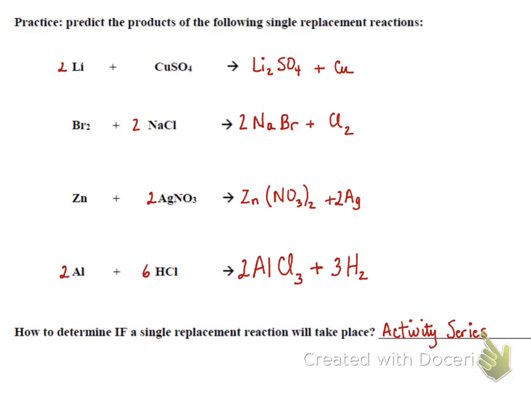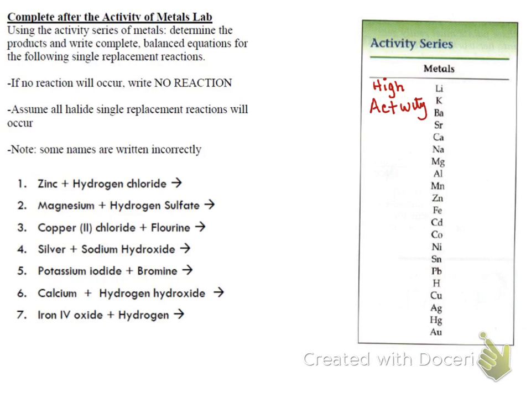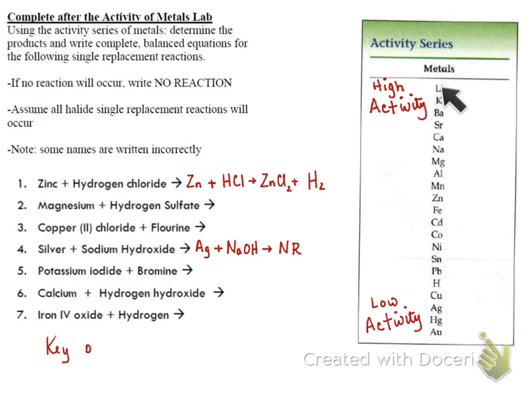So now we get a little bit more complicated because we have to be able to determine if these reactions are going to happen. And to do that, we're going to use something called the activity series of metals, or metals with hydrogen. And that's shown on the next page. On the right is the activity series that we are going to use. And it's written so that the highest activity metals are at the top, and then the lowest activity metals are at the bottom. So this is the ranking of the activity series of metals.